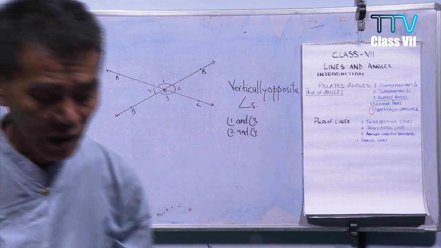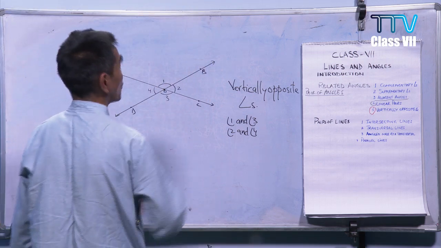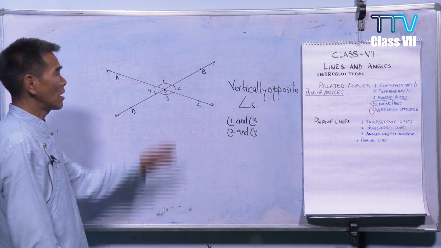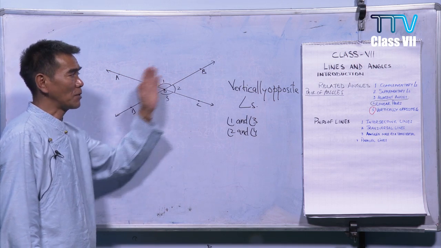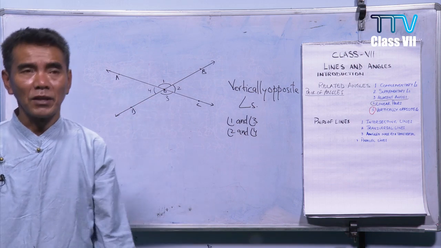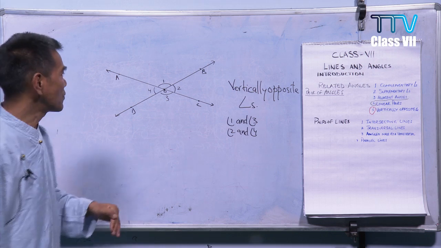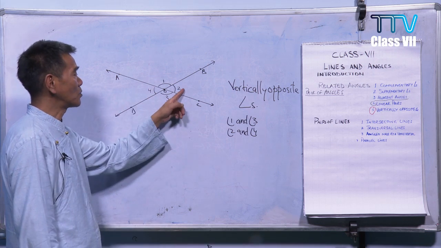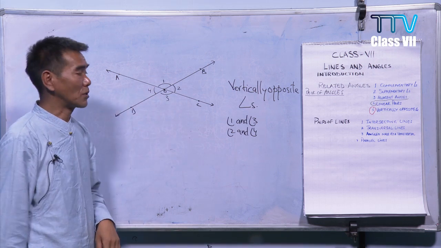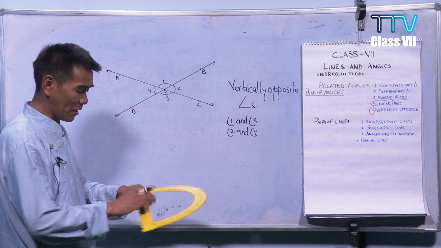Now the vertical opposite angles. In this figure, angle 1 and angle 3, angle 2 and angle 4 are vertical opposite angles.